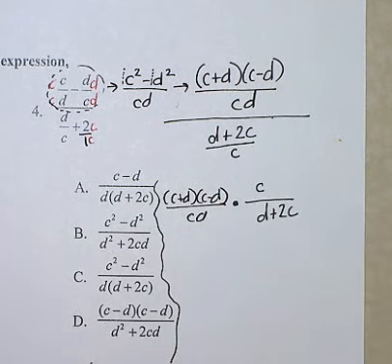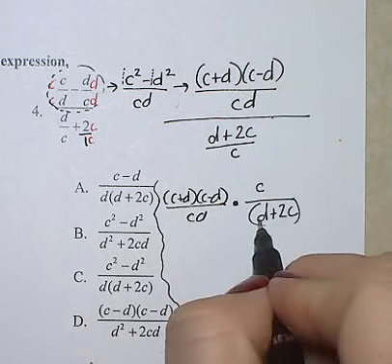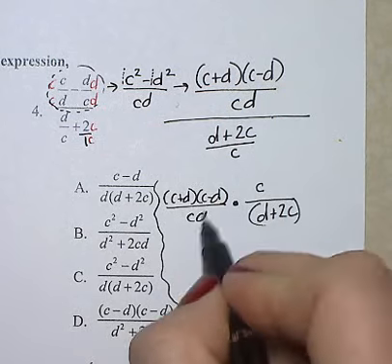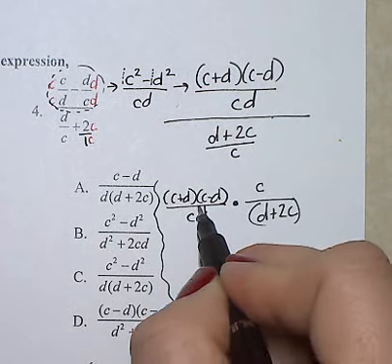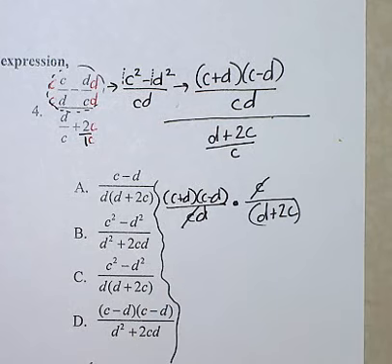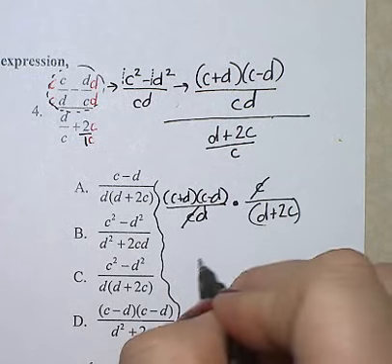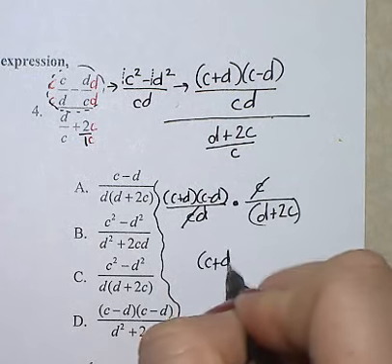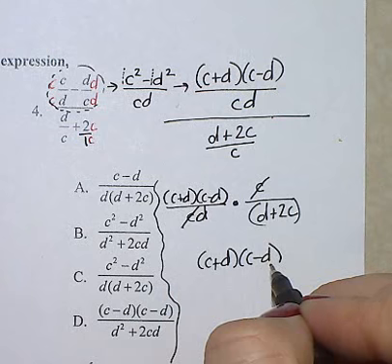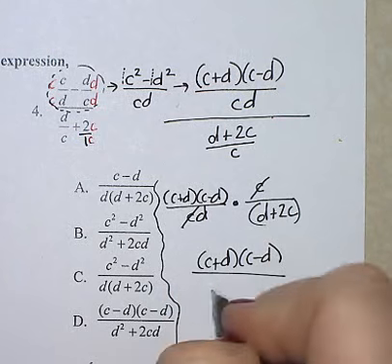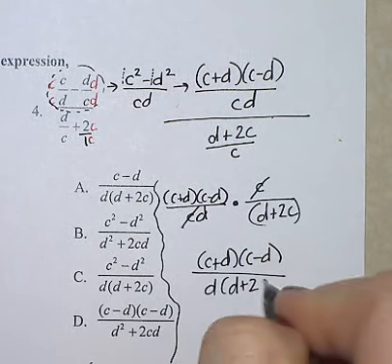Okay, there is no D plus 2C on top, and there's no single D on top by itself, but there is a single C by itself. So we can cancel out this C and cancel out this C. And now I have C plus D times C minus D all over D times D plus 2C.